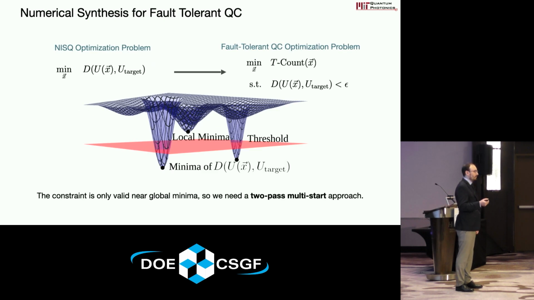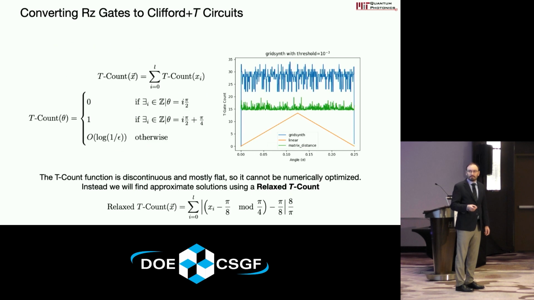When we're talking about fault-tolerant synthesis, our problem becomes a little bit different. We want to minimize the number of T-gates that can be used to implement the circuit while maintaining the distance threshold instead of just trying to minimize the distance. But minimizing the number of T-gates is not so simple.